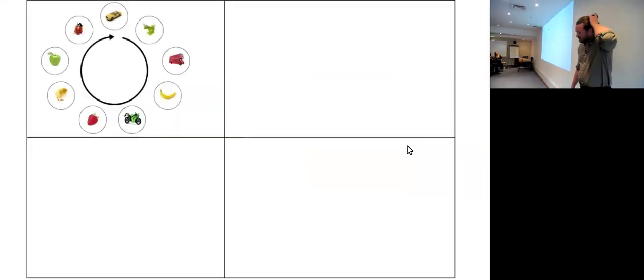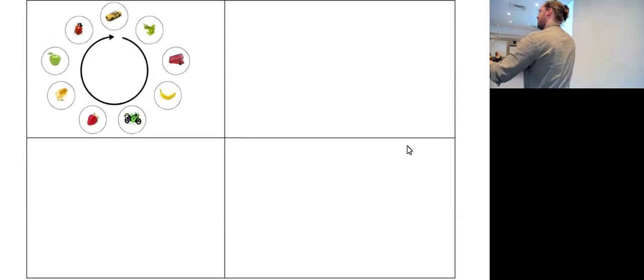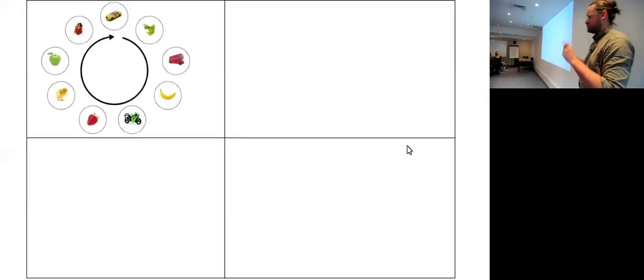In this task, they have to learn to navigate this circuit of objects. There are 9 objects arranged in a circle, 3 which are animals, 3 which are vehicles, and 3 which are fruits; 3 which are yellow, 3 which are green, 3 which are red. So there are 2 dimensions with 3 features each.